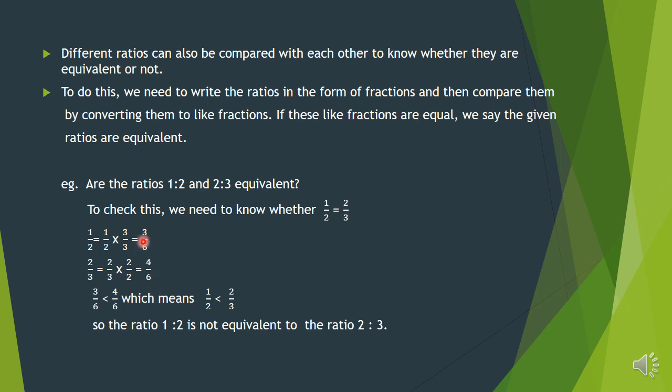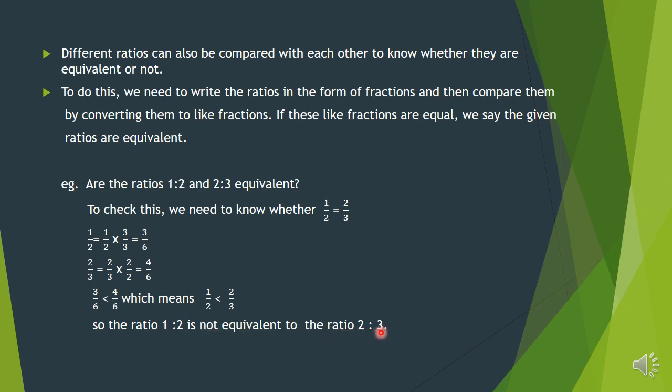Now compare these two fractions, 3 by 6 and 4 by 6. Children, here they are not equal, so they are not equivalent. Okay, here 3 by 6 and 4 by 6. 3 by 6 is smaller than 4 by 6. 3 by 6 means 1 by 2 and 4 by 6 here it is 2 by 3. So we can say 1 by 2 is smaller than 2 by 3. So we can say the ratio 1 is to 2 is not equivalent to the ratio 2 is to 3.